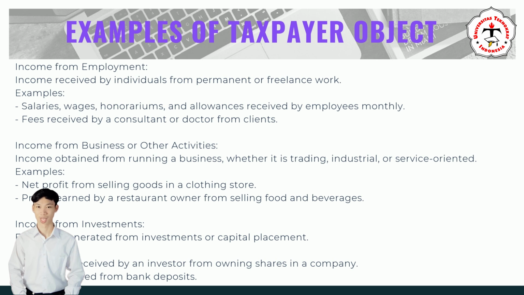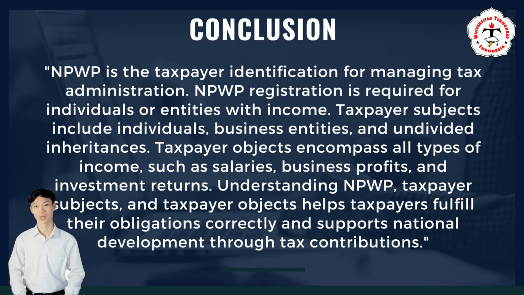Conclusion: NPWP is the taxpayer identification for managing tax administration. NPWP registration is required for individuals or entities with income. Taxpayer subjects include individuals, business entities, and undivided inheritances. Taxpayer objects encompass all types of income, such as salaries, business profits, and investment returns. Understanding NPWP, taxpayer subjects, and taxpayer objects helps taxpayers fulfill their obligations correctly and supports national development through tax contributions.